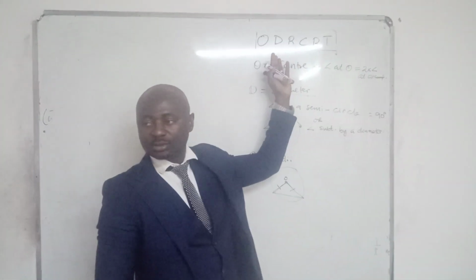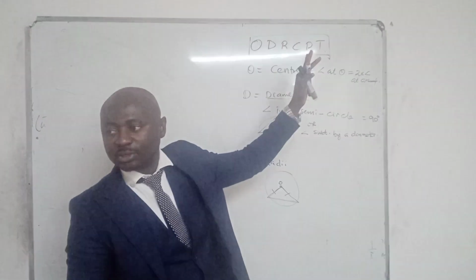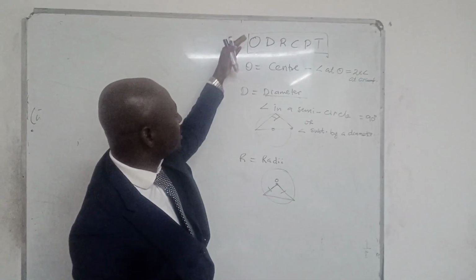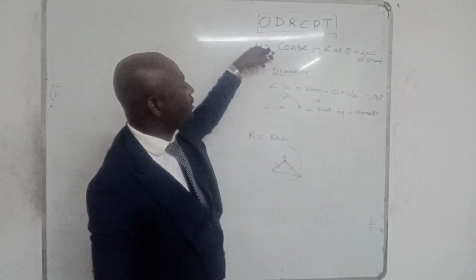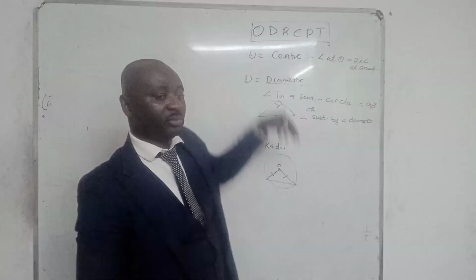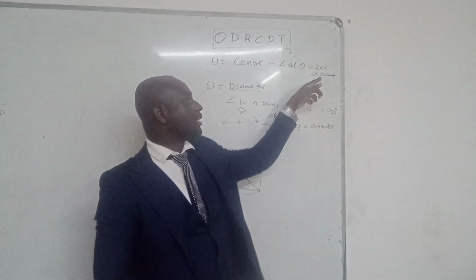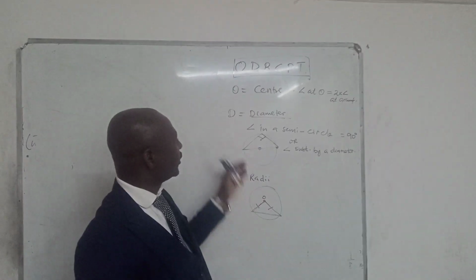This abbreviation: O, D, C, P, T. CPT stands for Cape Town, okay? And then O stands for center. So when there is a center in the question, you must expect the reason: angle at the center of a circle is twice the angle at the circumference.